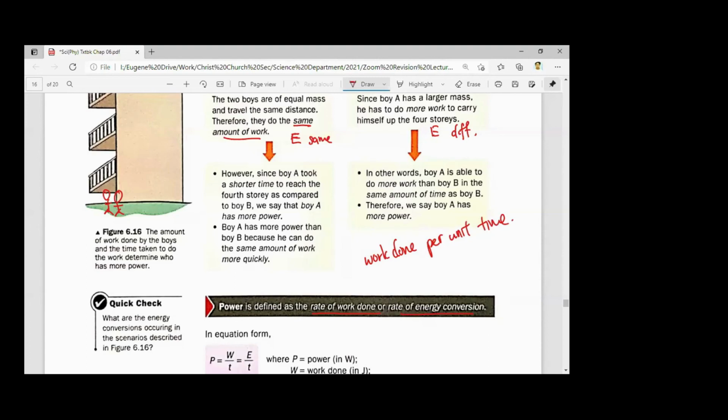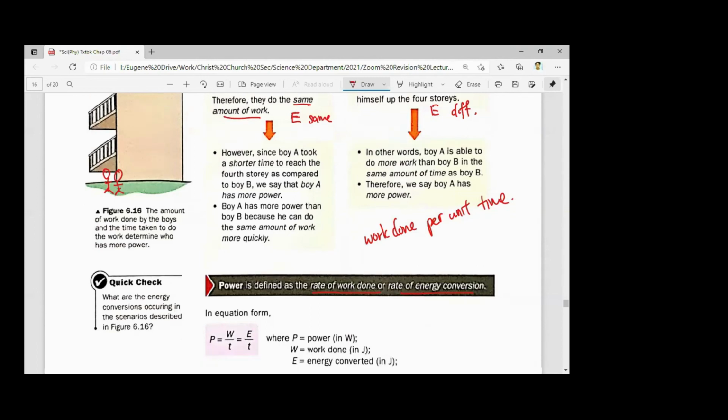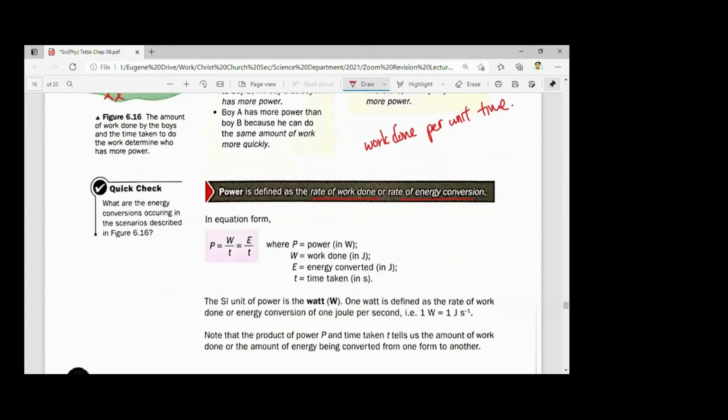If I can do more work per second, or per unit time, then generally we use per second, it's taken that you have a higher power. So I say again, if you do more work per second, you are considered to have a higher power. In formula form, you will see this. Generally, I will use P equals E over T. I don't really like to use work done because work done is a form of energy, so I might as well use energy, right? So this is power.